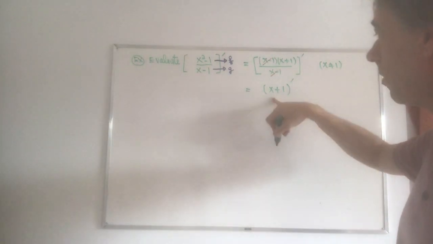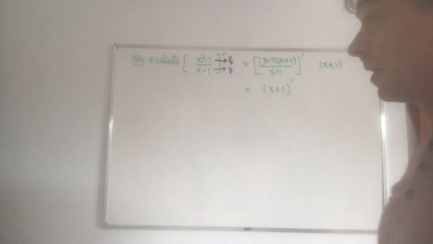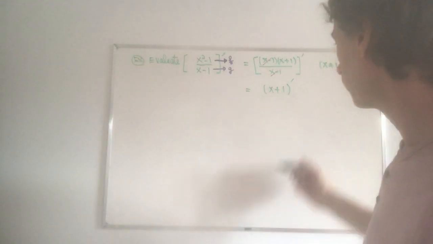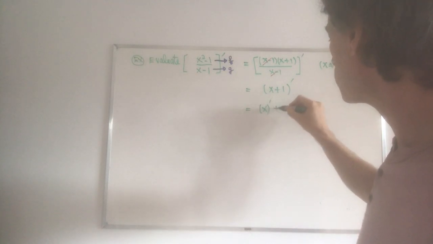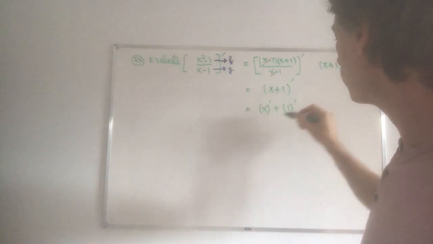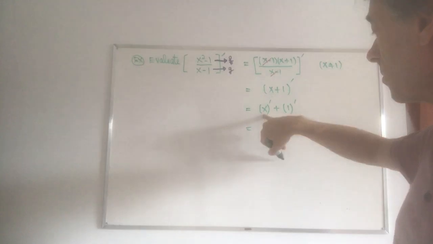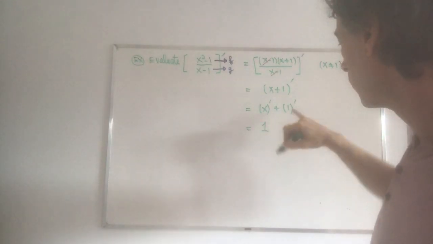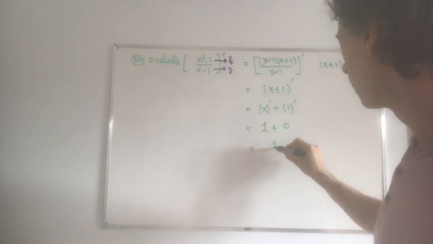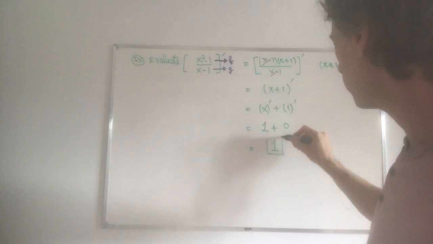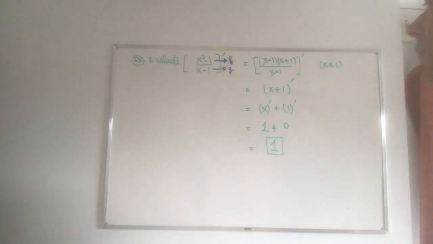Well, what rule are you going to use for that? If you answer rule 6, the plus rule, you are correct. So this is the prime of the first and the prime of the second. This is rule 2. This is rule 1. Who would have known that the answer to this derivative is simply 1?